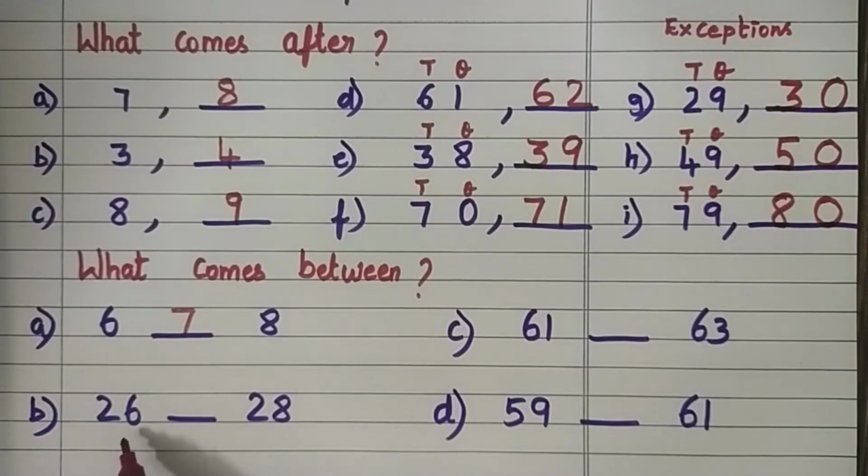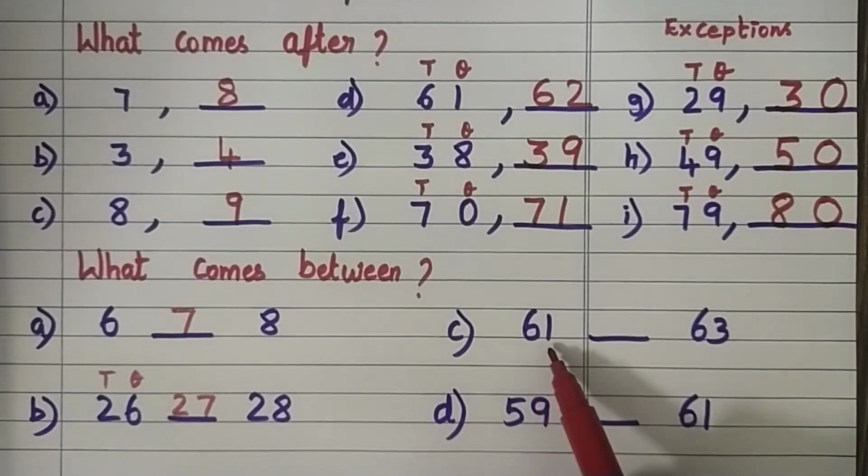And coming to the next example, it's a 2-digit number, children. 2-digit number means what we need to do? We have to write the highest place digit, tens, as it is. 2 means you have to write as it is. And what comes after 6? After 6, it's a 7. So check 26, 27, 28. So it's correct.